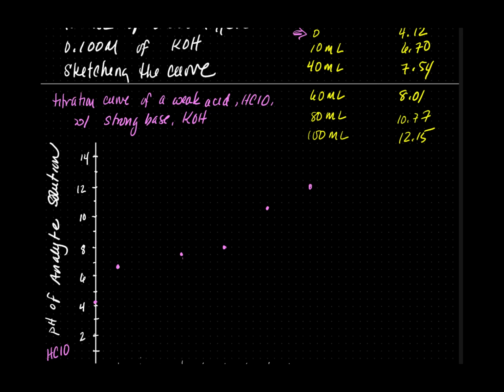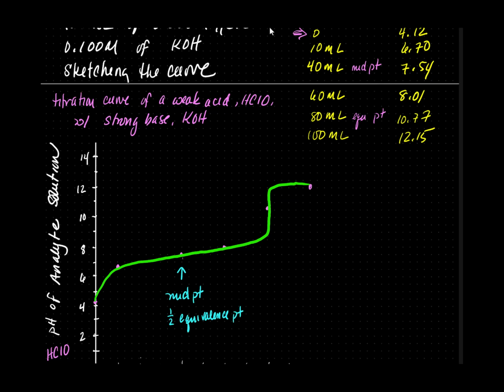So based on our calculation, we know that at 80 ml, this was our equivalence point. And therefore, at 40, we know this was our midpoint. So I'm going to draw my curve. So now we could label this. At 40, this is our midpoint when the moles of the acid and its conjugate are the same. This is also known as the half equivalence point because the volume is halfway towards the equivalence point. Right here is my equivalence point.